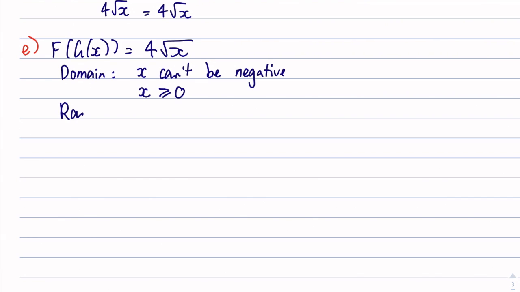The range. So 4 times the square root of x, it's never going to come out as a negative number. y won't be negative. If we had 4 root 0, then yes, it could come out as 0, but again, y greater than or equals 0. Should I be using y? No, I should be using f of g of x.